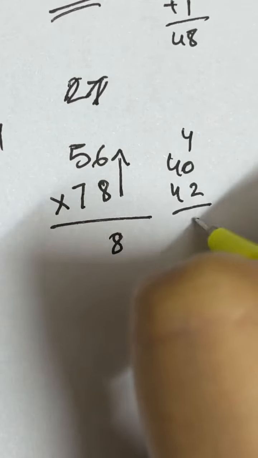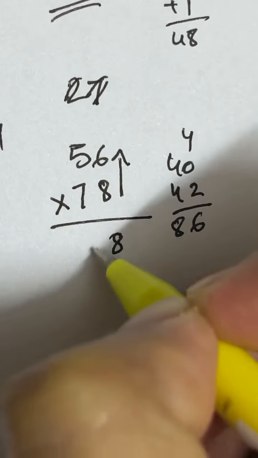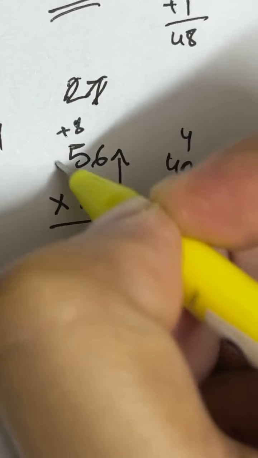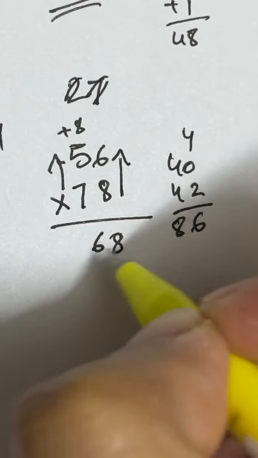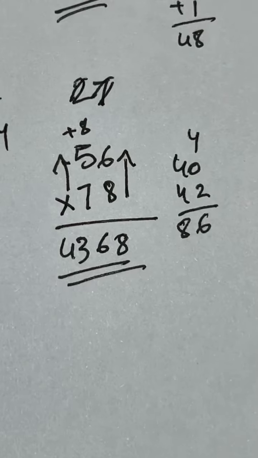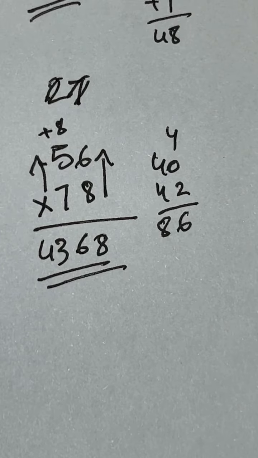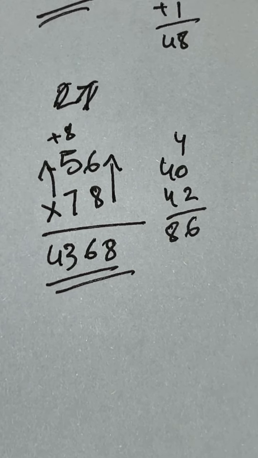Just add them up. 86. So you have 6, and 8 carries over. 7 times 5 is 35. 35 plus 8, 43. Done.